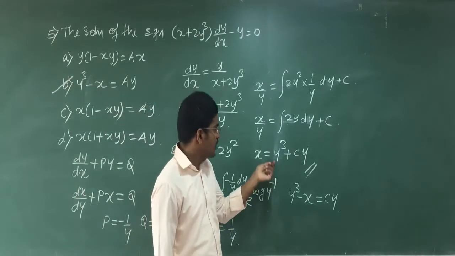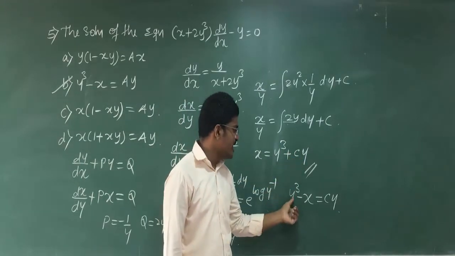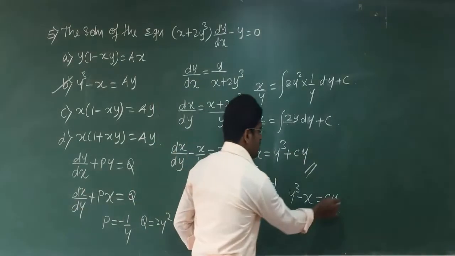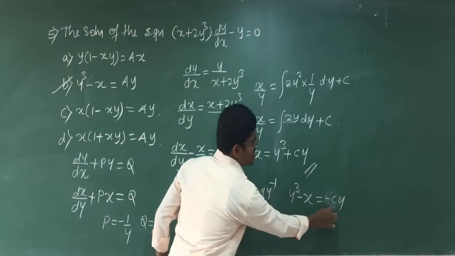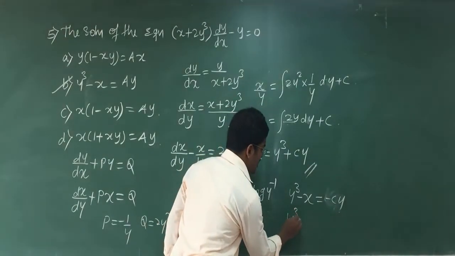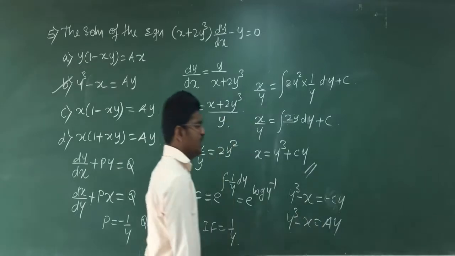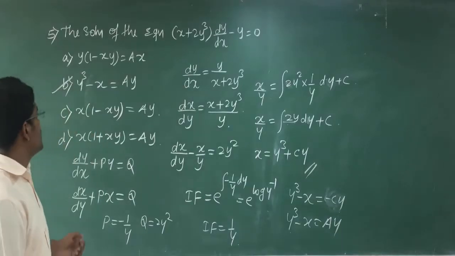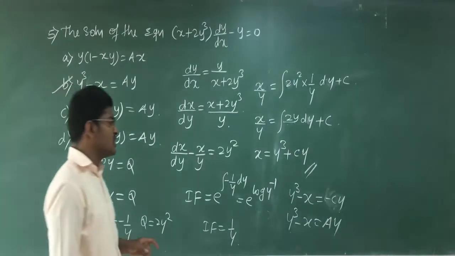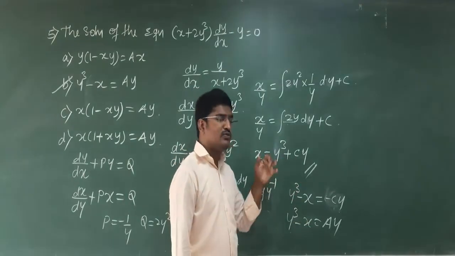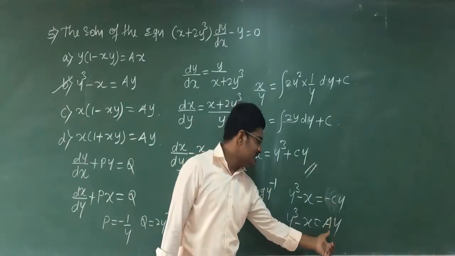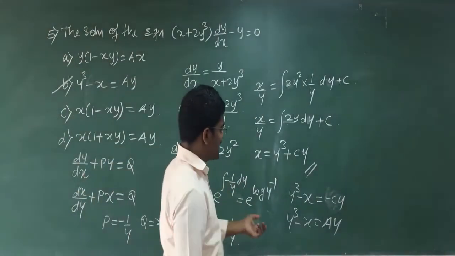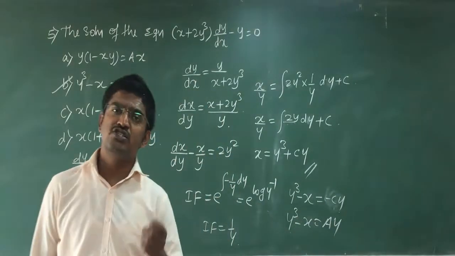If you get any confusion here: y cube, you take x on this side, it will be y cube minus x. Cy, you take on this side, it will be minus cy. Again, this is a constant term, so we can write minus c in the form of a. So it will be y cube minus x equal to a y. This is your solution. Don't get confused here. A is equal to minus c. So y cube minus x equal to a y is your solution.